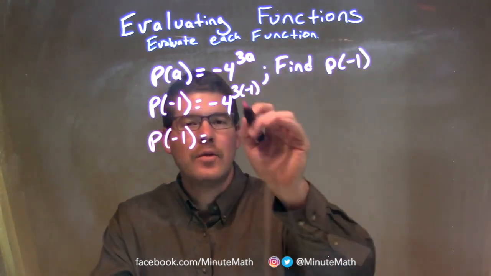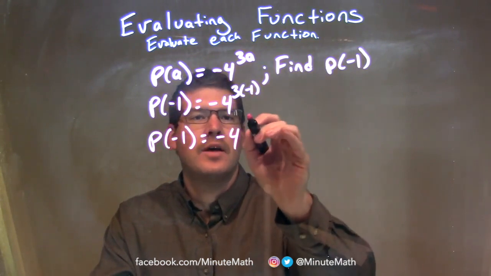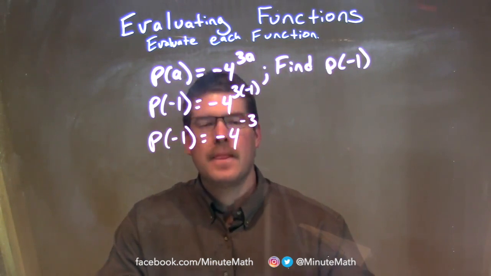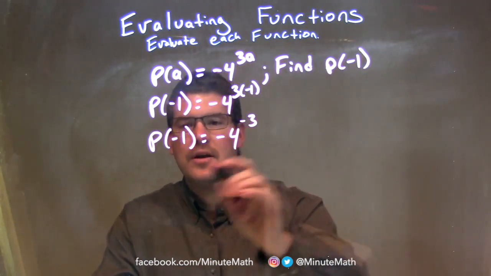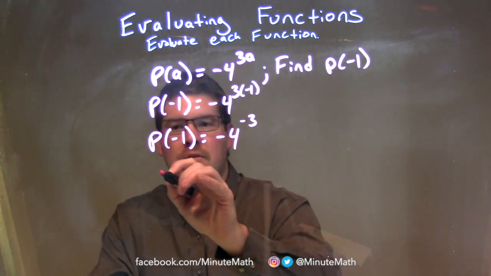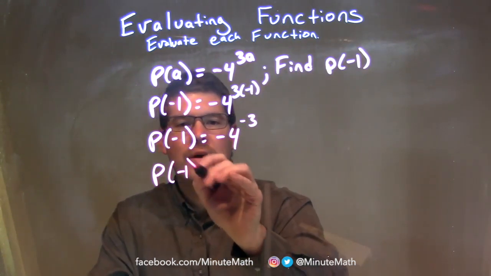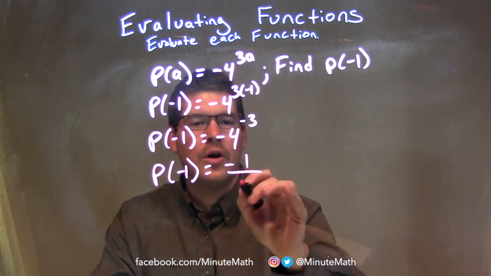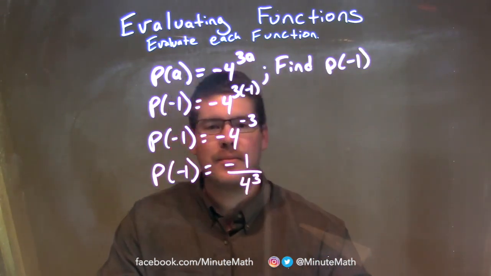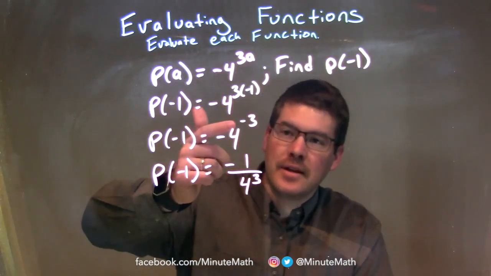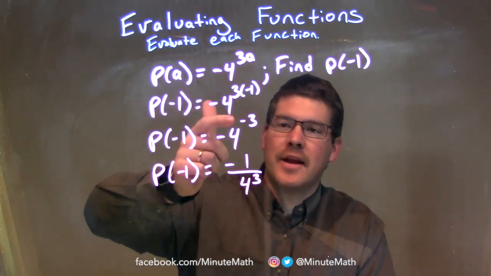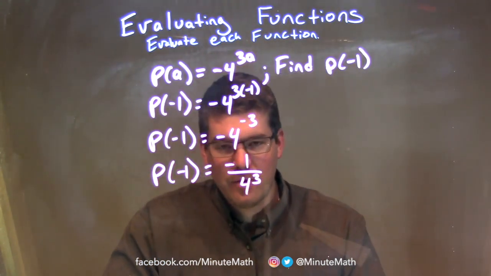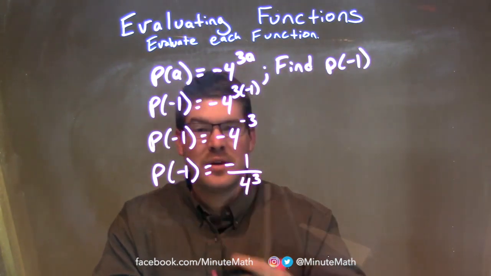So p of negative 1, and we need to deal with the exponent first. Negative 4 times a negative 3 up there. Now here's where it gets tricky. A negative exponent we can rearrange, since we want to keep it as a positive exponent. It's the same thing as leaving the negative up top, negative 1 over 4 to the positive third power. So negative 4 to the negative third power is the same thing as negative 1 over 4 to the positive third power. The negative can be out front too, it really doesn't matter here.